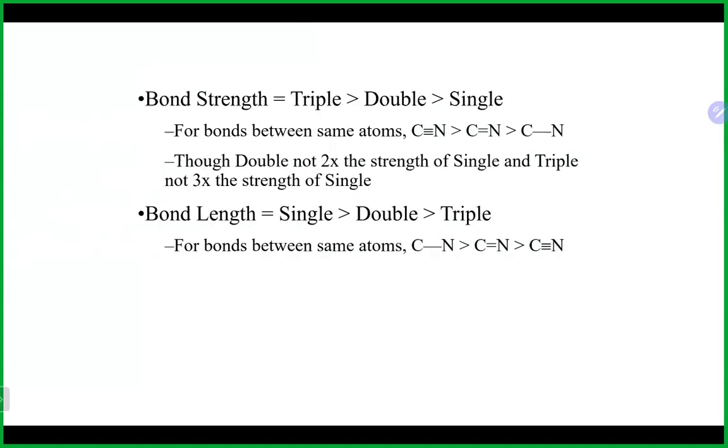That does relate to bond strength, and a triple bond is stronger than a double bond, and a double bond is stronger than a single bond. It is not like a triple bond is 3 times as strong or anything like that, but a triple bond is definitely stronger than a single bond.